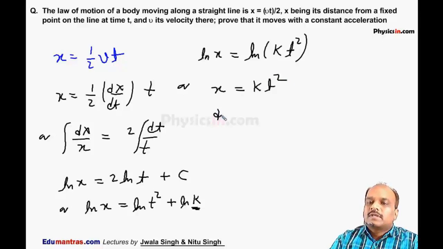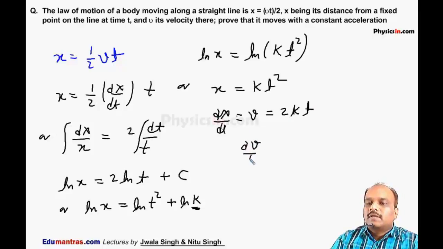Now if I differentiate x, I will get the velocity, so v is equal to 2kt. If I differentiate again, dv by dt gives me the acceleration, and that is equal to 2k. And as we know, this k is constant, which means this acceleration is also constant. So hence it is proved.